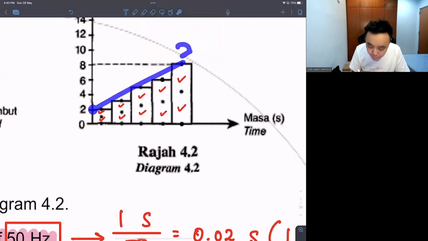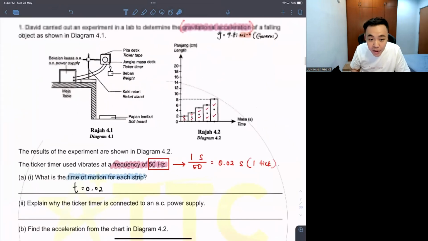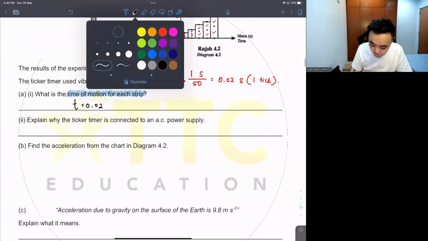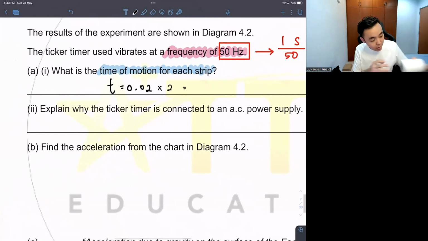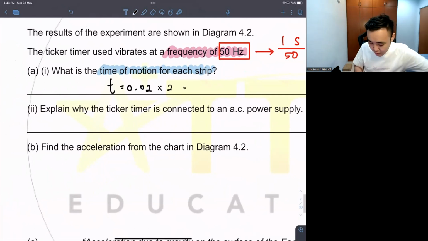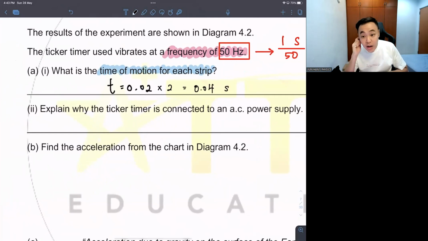But of course here it is 2. So everybody 2. Can you tell me what we should write here? 0.02 multiplied by 2. What do you get? 0.04. Correct.